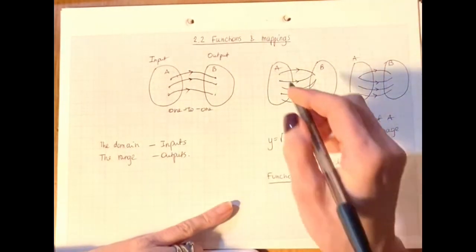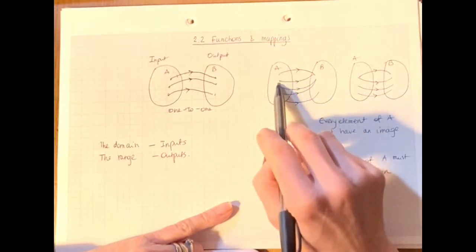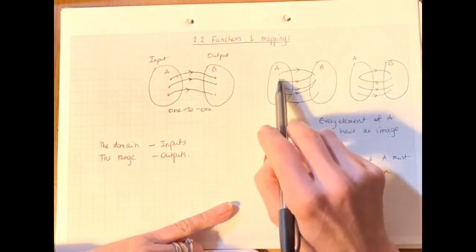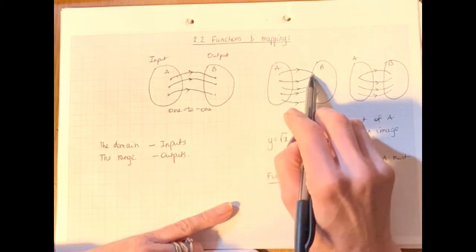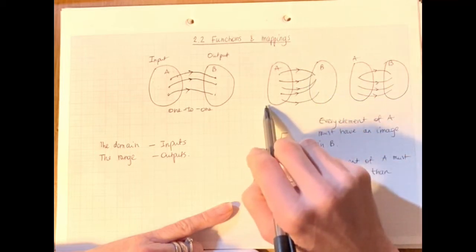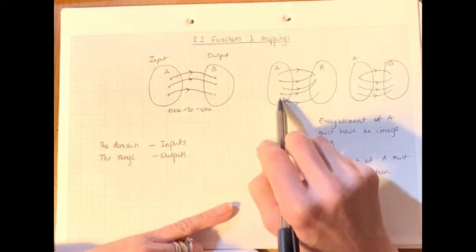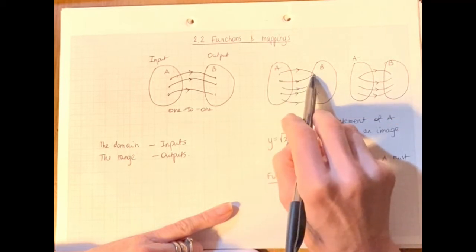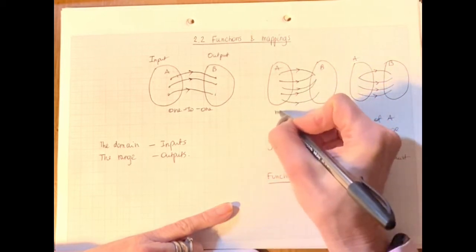The second example, you've got two elements of A. You could have even more than two, but some of them are taken to one element in B, and so each element in A has an image in B, but it's not necessarily a unique image. This is called many to one.